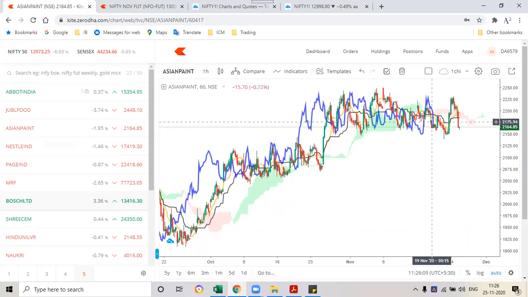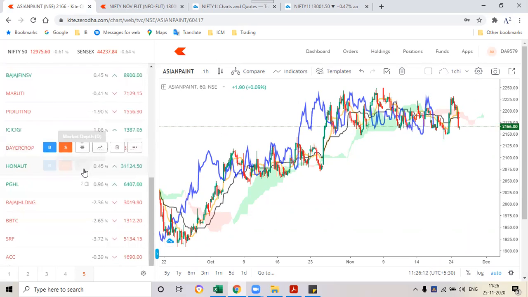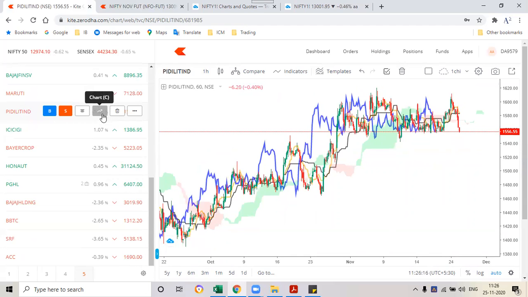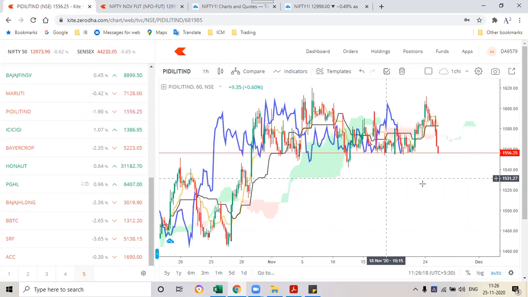But this trade I will not take because it's sideways. Like I trade purely in the cash market. So I'll show you Pidilite. Pidilite is also showing the same scenario here. See here.